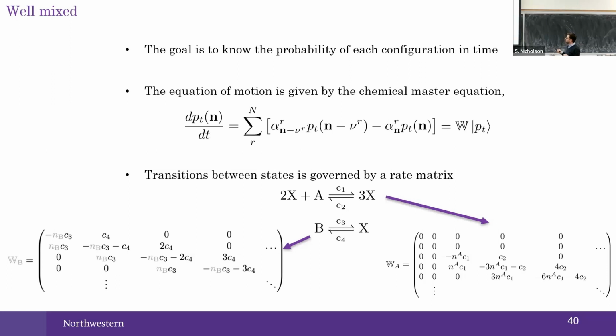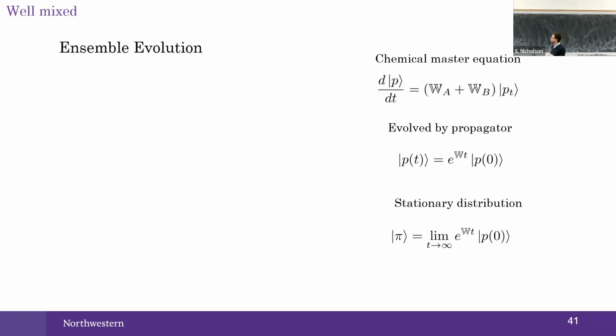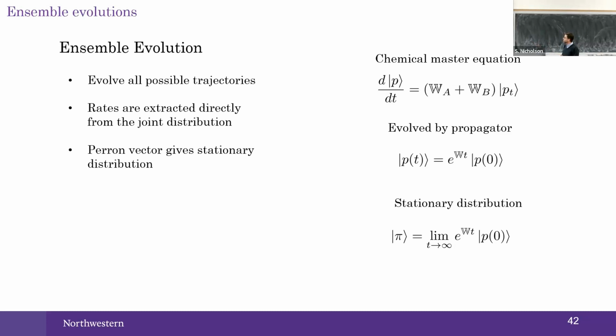And likewise, if we have our 2X plus A goes to 3X, that chemostatic species gives us another reaction. And because we're in the well-mixed regime, this is all easy. The linearity says we can add these together to give us our total dynamics, or our total reaction. Because this is a small system, we can simply form the propagator by taking the matrix exponential. We can evolve this in time. And if we're interested in our stationary distribution, which we often are, then in principle we can evolve this dynamics until we converge to whatever the stationary distribution is.